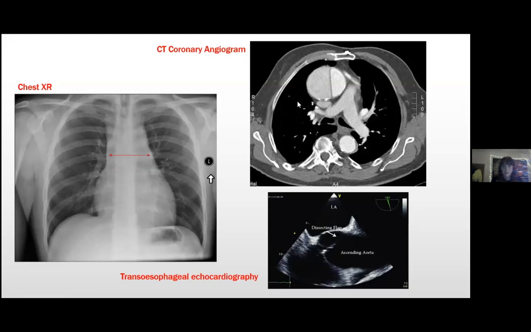In this CT, we can see this false lumen on the right, and that's in the ascending aorta, so it's likely a type A. Where's my arrow? And then finally, I won't even pretend to be able to understand echoes, but you can see that someone's kindly labeled that there's another flap here showing the false lumen. So that's how you could tell in an echo.